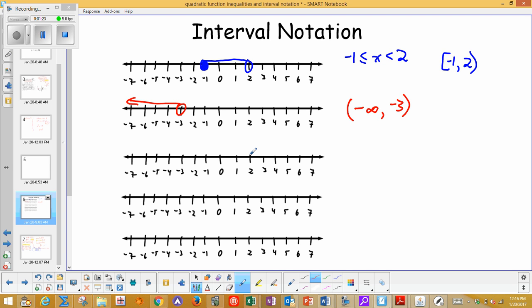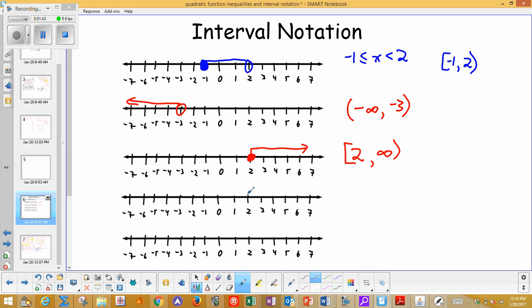Okay? Let's go the other way. So let's say I have from 2 to infinity. So this time I'm going to start with 2, but it's a closed bracket because it includes 2, to infinity, and that's an open bracket. Okay?